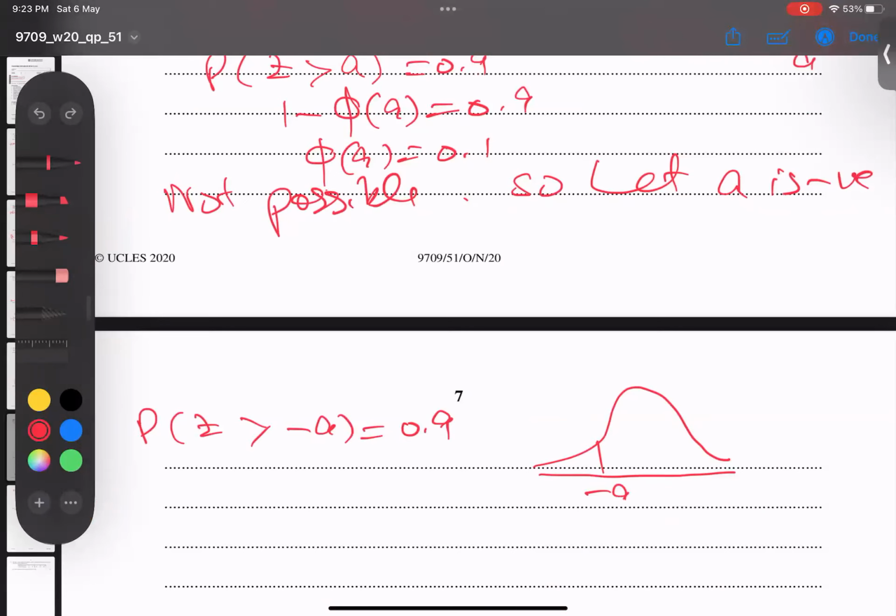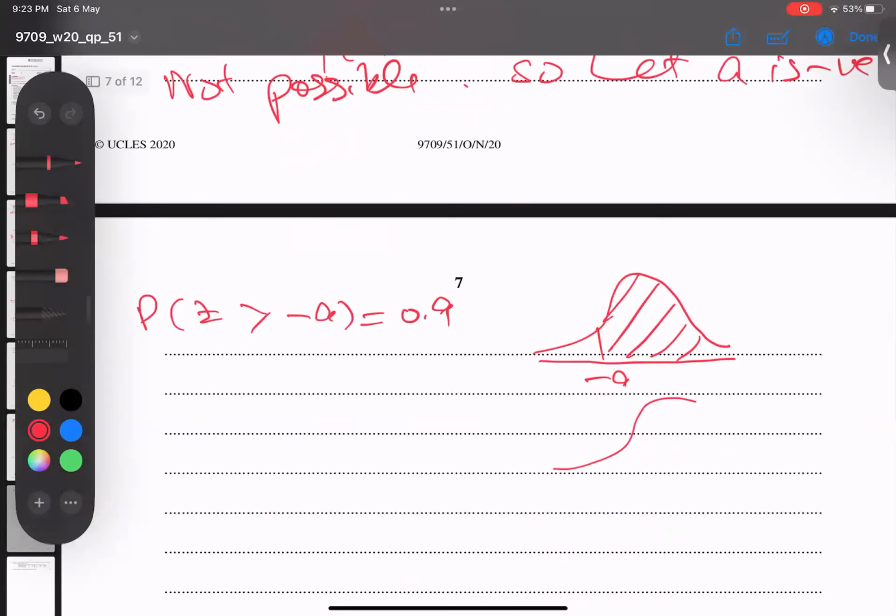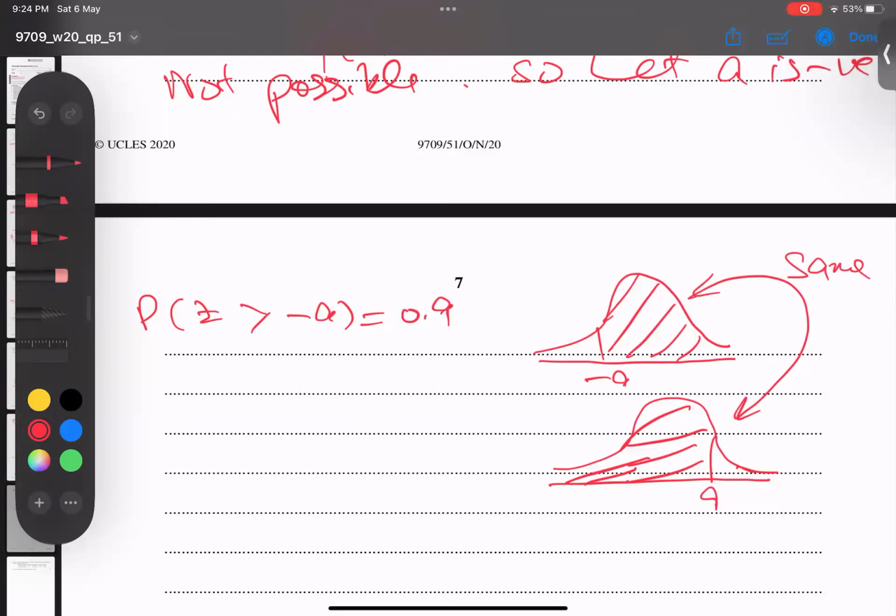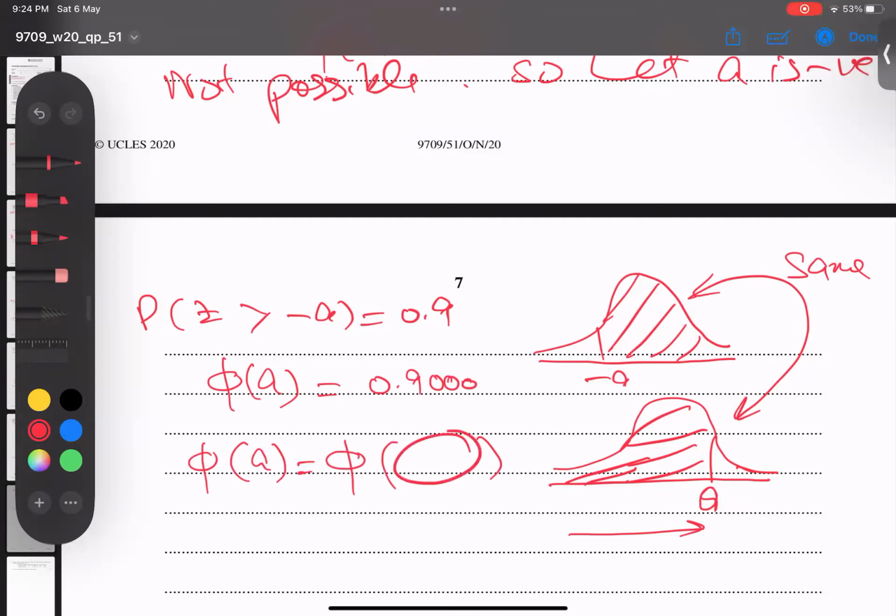So let's talk about the situation. Z is bigger than minus a is this region. And if I draw the same number on the positive side, students, this area and this area are 100% the same. Why is this area the same, students? Because the diagram is symmetrical. And how to write this one, students? Phi of a only. Why? Because from the left side, when I reach this number, it is directly phi of a. So equal to 0.9.